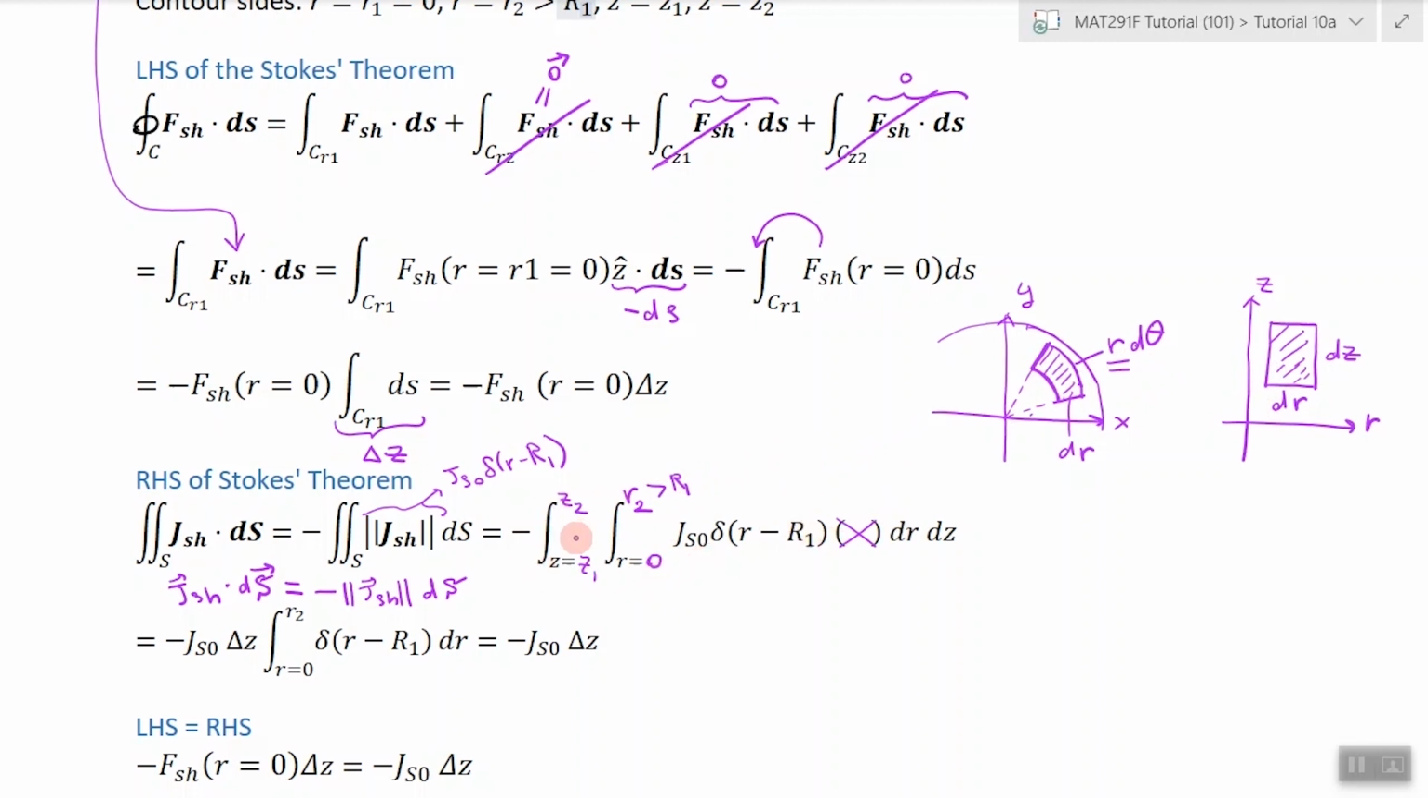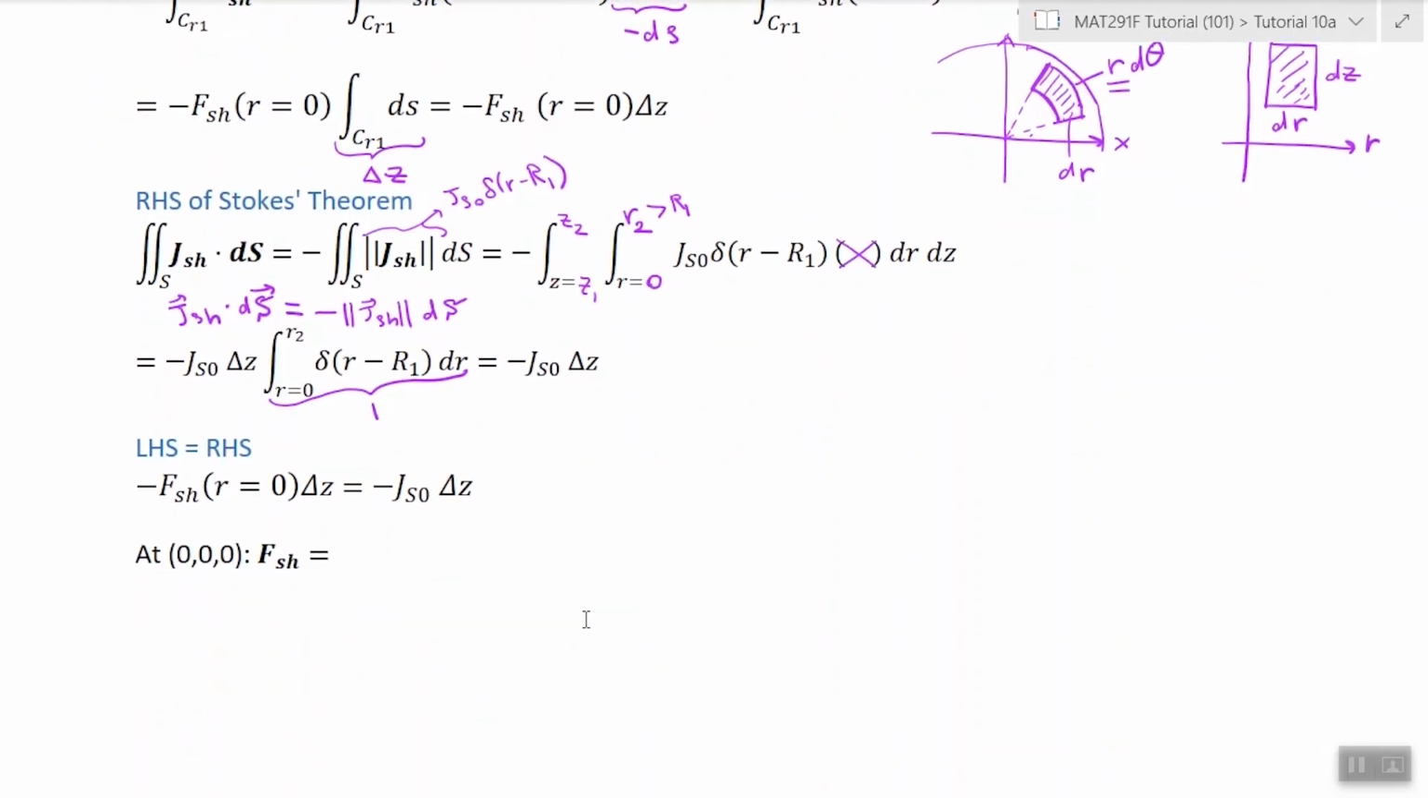Okay, so this is this integral. Now let's actually evaluate it. Integration over z is going to give us delta z. This is what I put here. Js naught comes out of the integral. This is what I put here. And what I'm left with is this integration of the delta function over dr. This interval of integration captures the peak of the delta function, which happens at r1. That's why, by the way, I specified that r2 is greater than r1. So then this integral is equal to 1. And we're left with this.